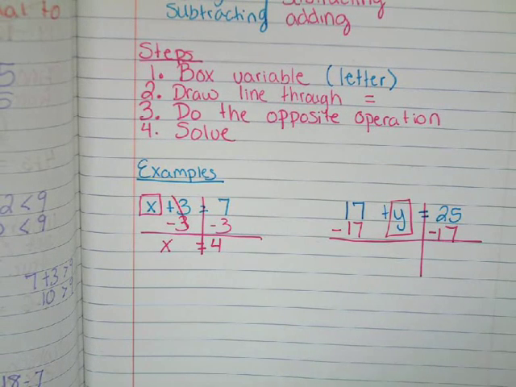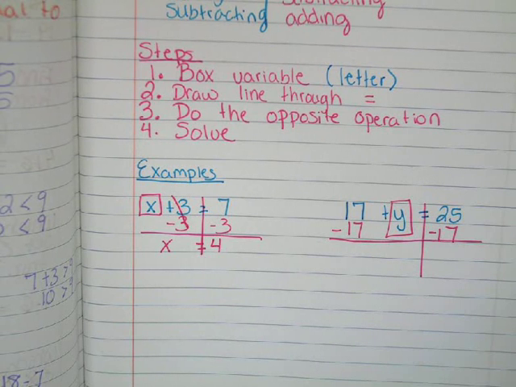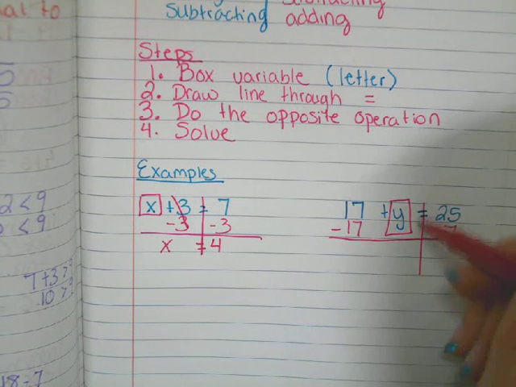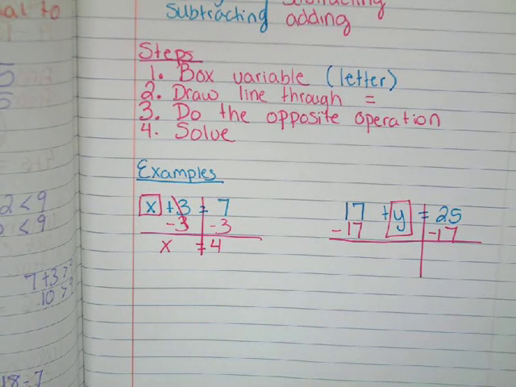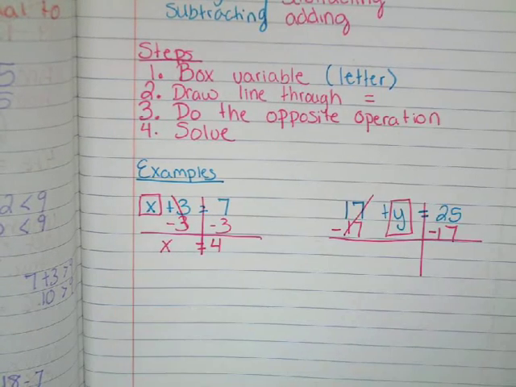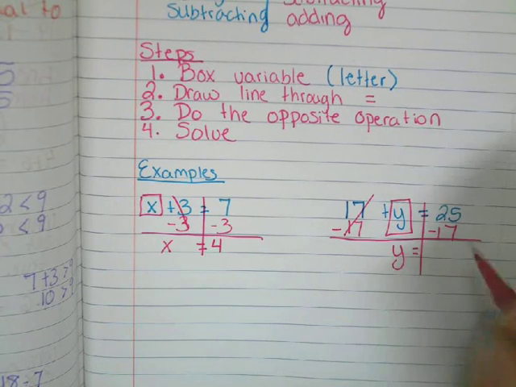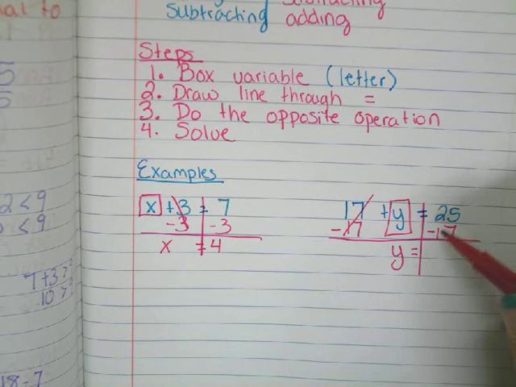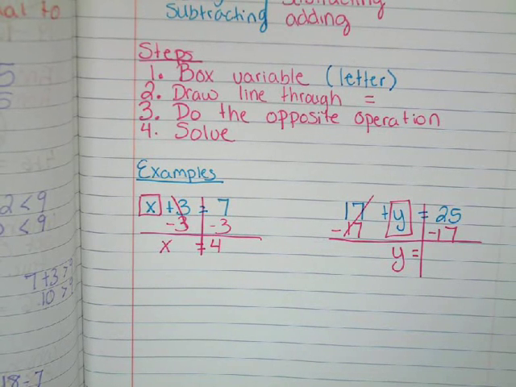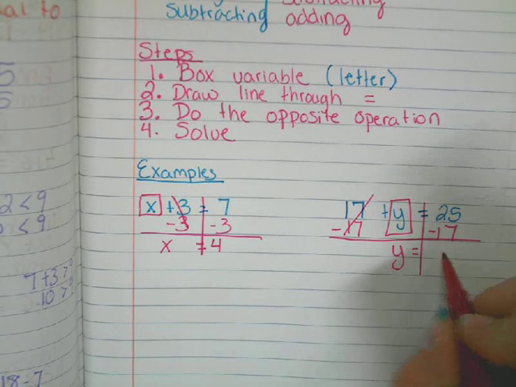How many of you have ever worked with a balance before? If you do something to one side, you've got to do it to the other to keep it equal. If you just do it to one side, it's going to change my answer and not change both. This equal sign is telling me that I have to keep those both the same. So 17 minus 17, that cancels out. My y did not change. Bring down my equal sign. And 25 minus 17? 25 minus 17 is 8.